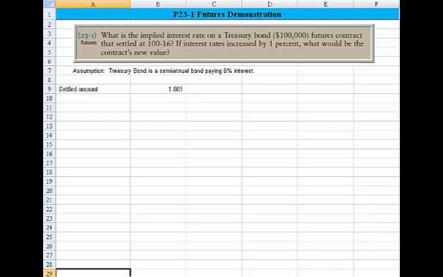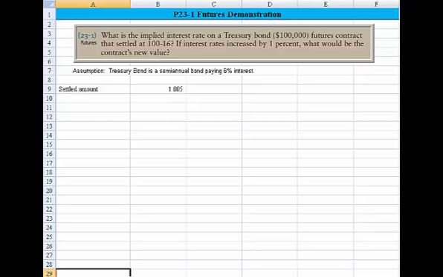Hi everyone, let's work through problem 23-1, which is a demonstration of futures. What is the implied interest rate on a treasury bond, $100,000 futures contract that's settled at 116? If interest rates increase by 1%, what then would be the contract's new value?